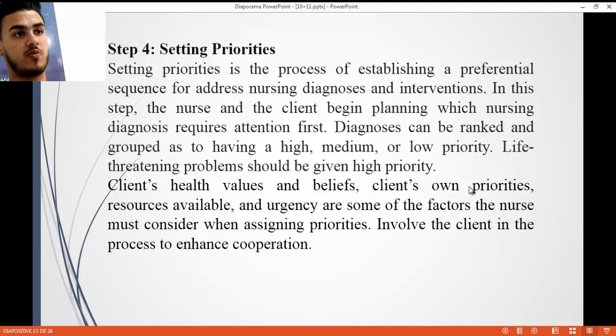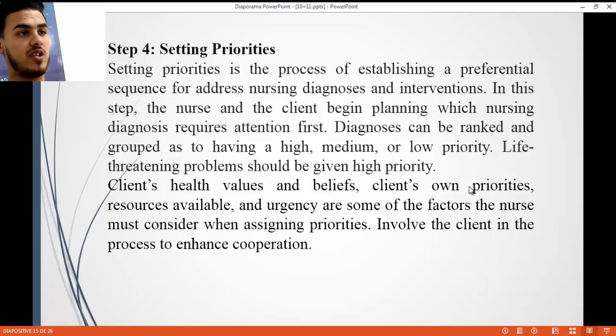Setting priorities is the process of establishing a preferential sequence for addressing nursing diagnoses and interventions. In this step, the nurse and the client begin planning which nursing diagnosis requires attention first. So here, after a comprehensive discussion with the patient, you will be able to set the priorities of your patients. Diagnoses can be ranked and grouped as having a high, medium, or low priority.